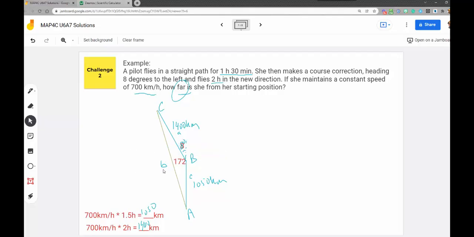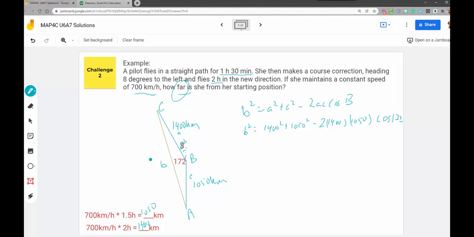Okay, so I've got this crazy looking triangle, and I'm going to use cosine law. I'm going to write it out. I know I want the b, so I'm going to start with the b. B squared equals a squared plus c squared minus 2ac cos big B. And I go ahead and write everything in. B squared equals little a was 1400 squared plus 1050 squared minus 2 times 1400 times 1050 cos 172.